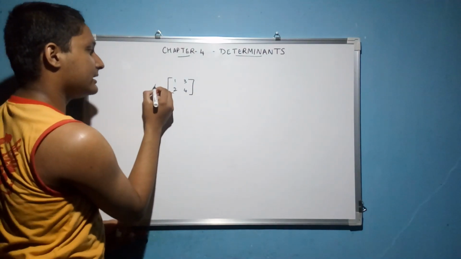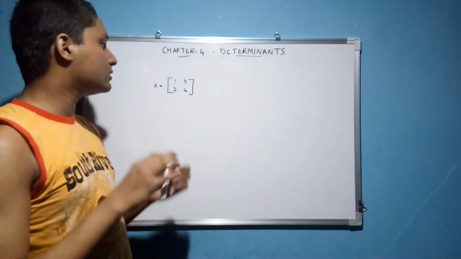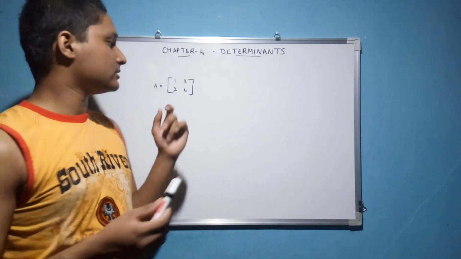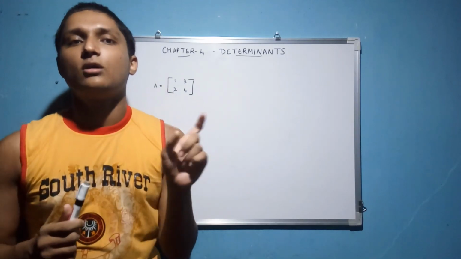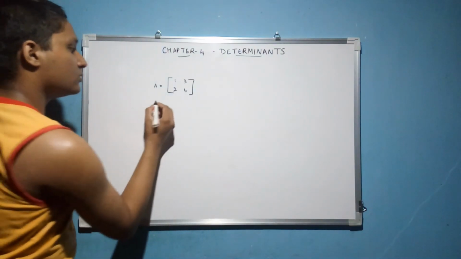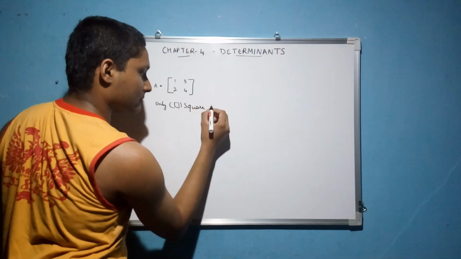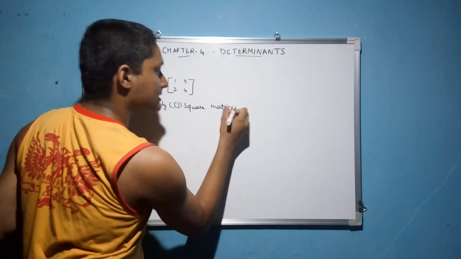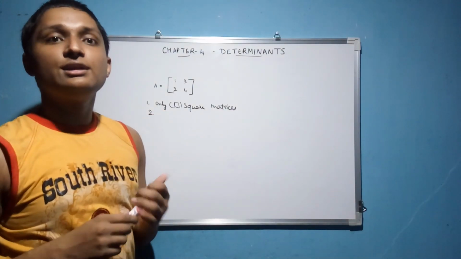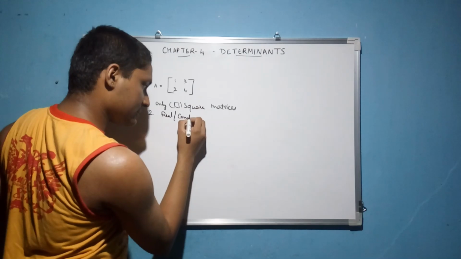Okay, let me write this matrix as A. The determinant of a matrix is the real number that is obtained from evaluating this matrix. So at last, the number you get is called the determinant. First of all, we need to know that only square matrices can have determinants. The second thing is it can be a real number or a complex number.